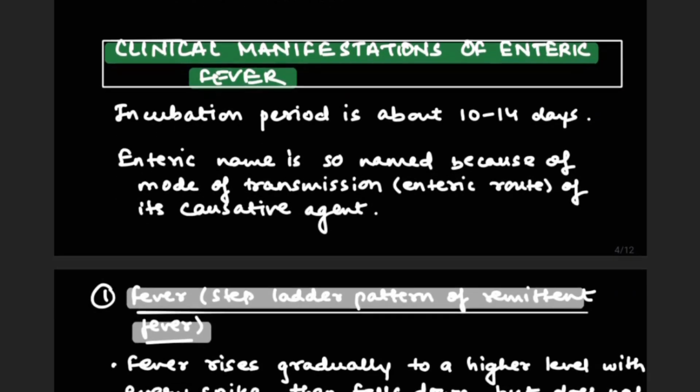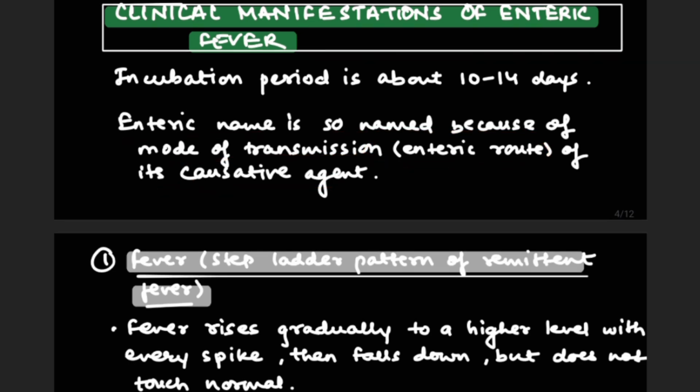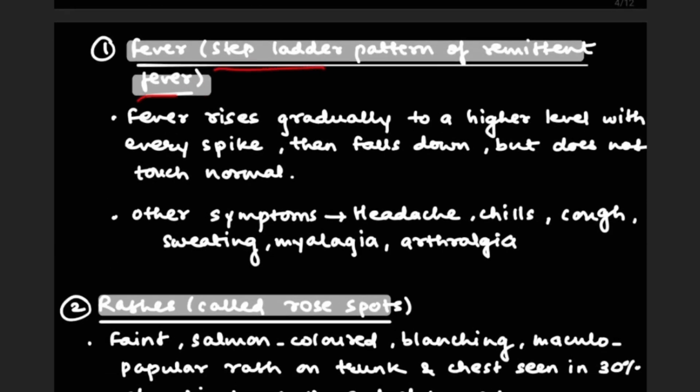Now we are going to see about clinical manifestation of enteric fever. The incubation period of enteric fever is 10 to 14 days, and it is so named because of the mode of transmission, that is the enteric route of its causative agent. The first clinical manifestation is fever. Step ladder fever will be there. Fever rises gradually to a higher level with every spike and then falls down but does not touch normal.